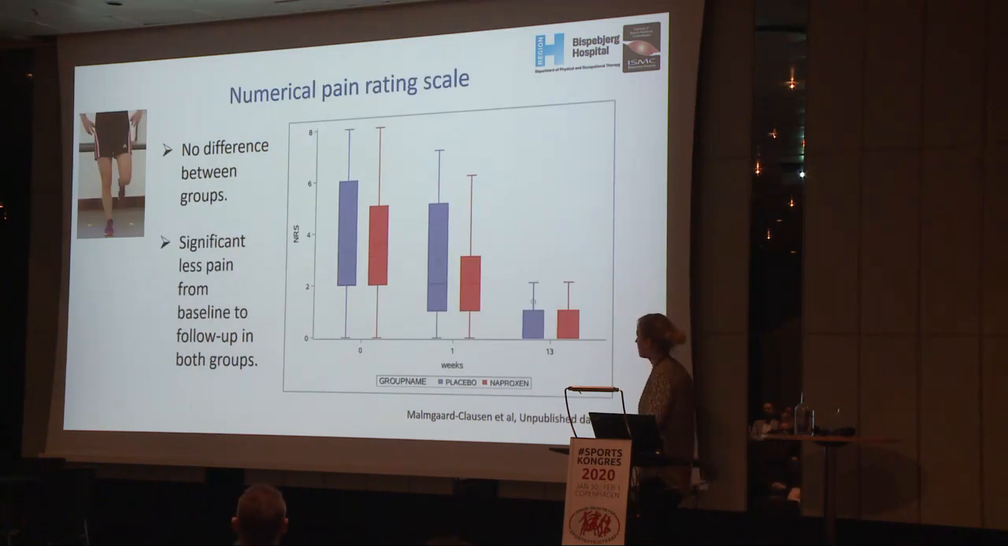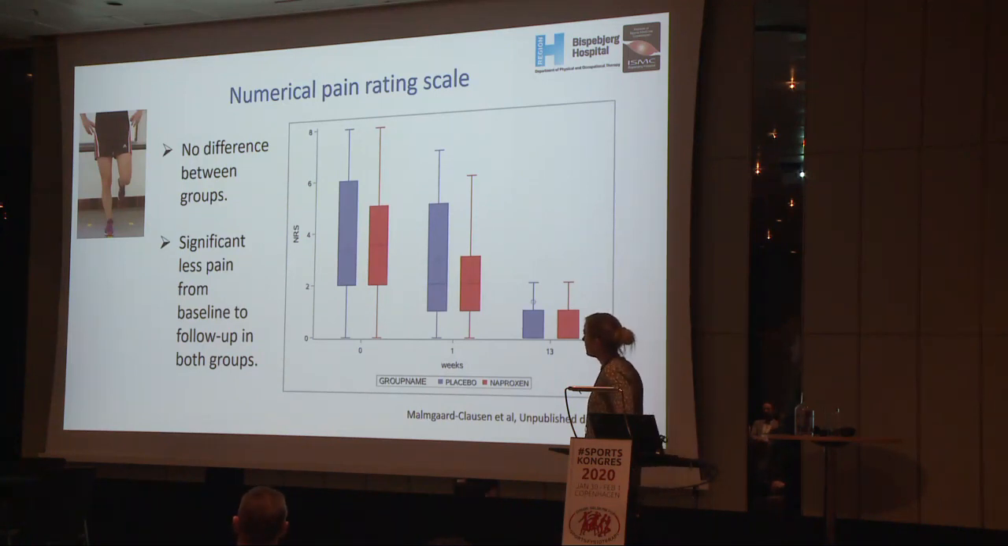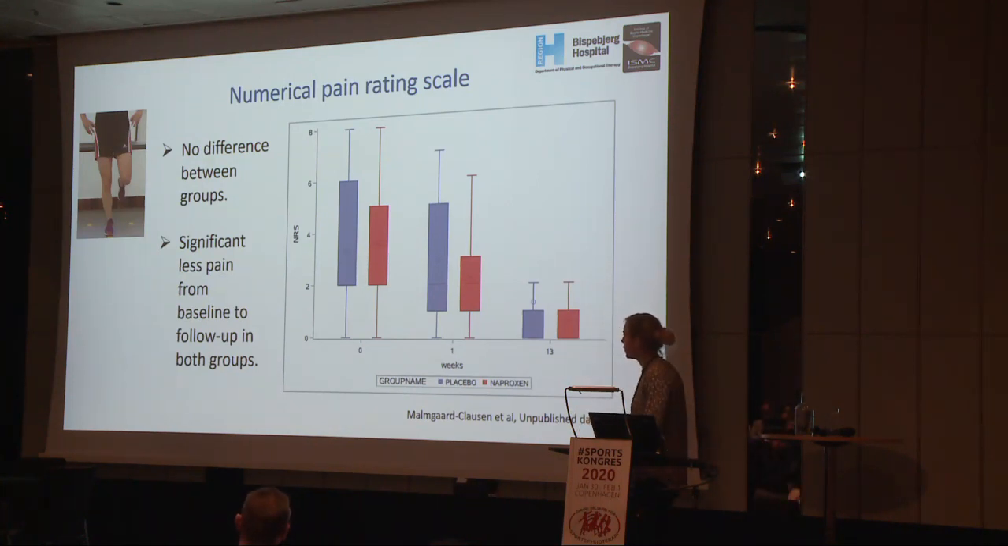And we saw the same picture regarding the pain. Here the patients were asked to do 25 vertical jumps on one leg and then report the immediate pain afterwards. So again, blue is placebo, red is the NSAID, and the time points are baseline, after 1 week of placebo or NSAIDs, and then after 12 weeks of training. And as you see, we saw the same results in both groups, so no difference whether you were taking placebo or NSAIDs, but significantly less pain at follow-up in both groups.